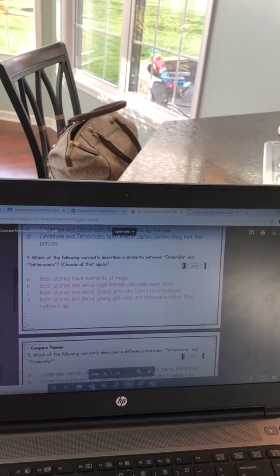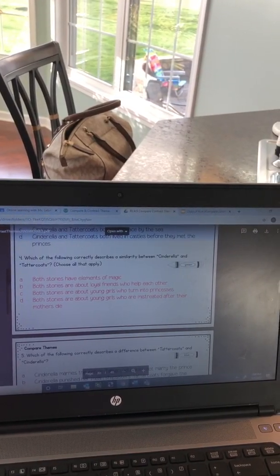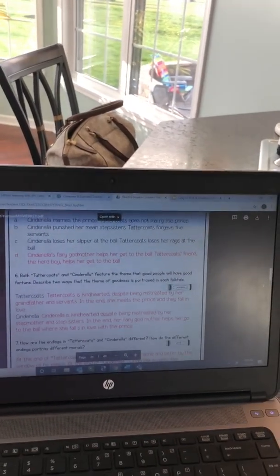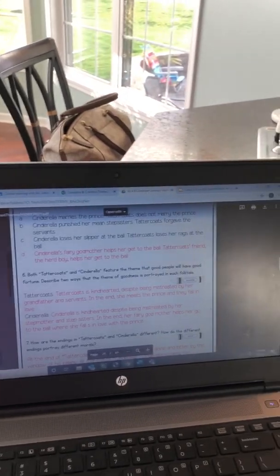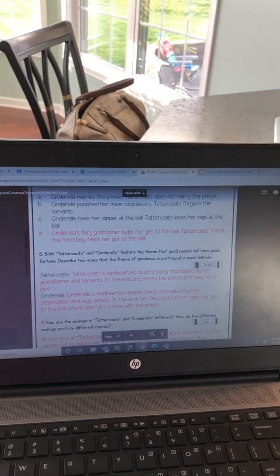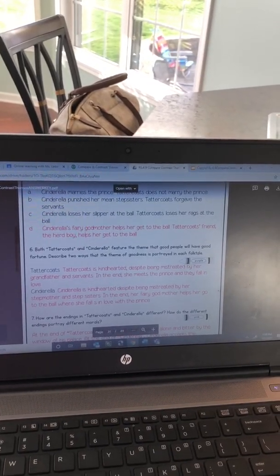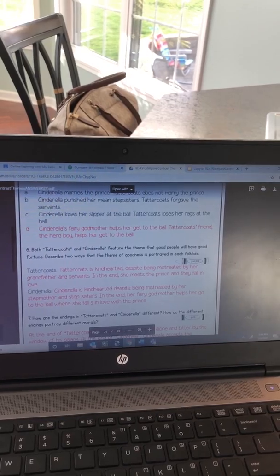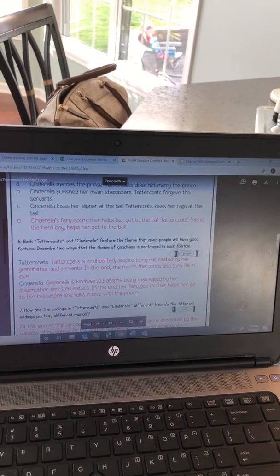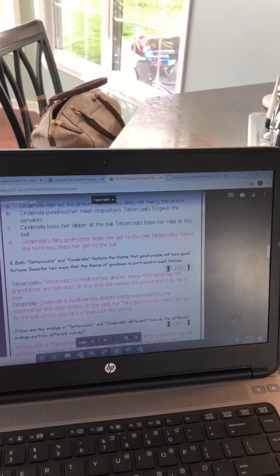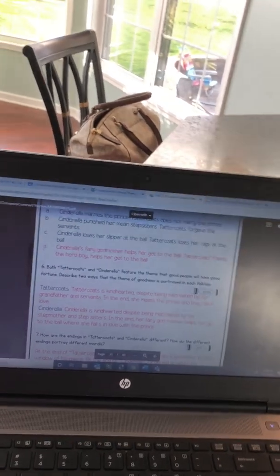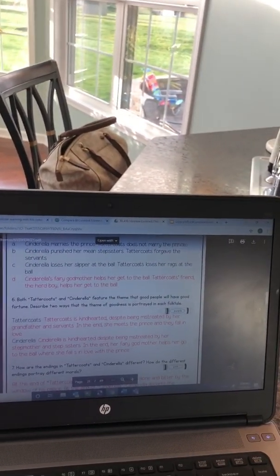Number five, which of the following correctly describes the difference between Tattercoats and Cinderella? We're moving through these a little quicker today because these questions have been pretty much the same all week, just with different stories. So I'm just going to quickly review them, and if there are questions after, you can always message me. Cinderella's fairy godmother helps her get to the ball. Tattercoats' friend, the herd boy, helps her get to the ball. So they both have someone that helps them or befriends them, but they're different people in both stories. So it's really a similarity and a difference.